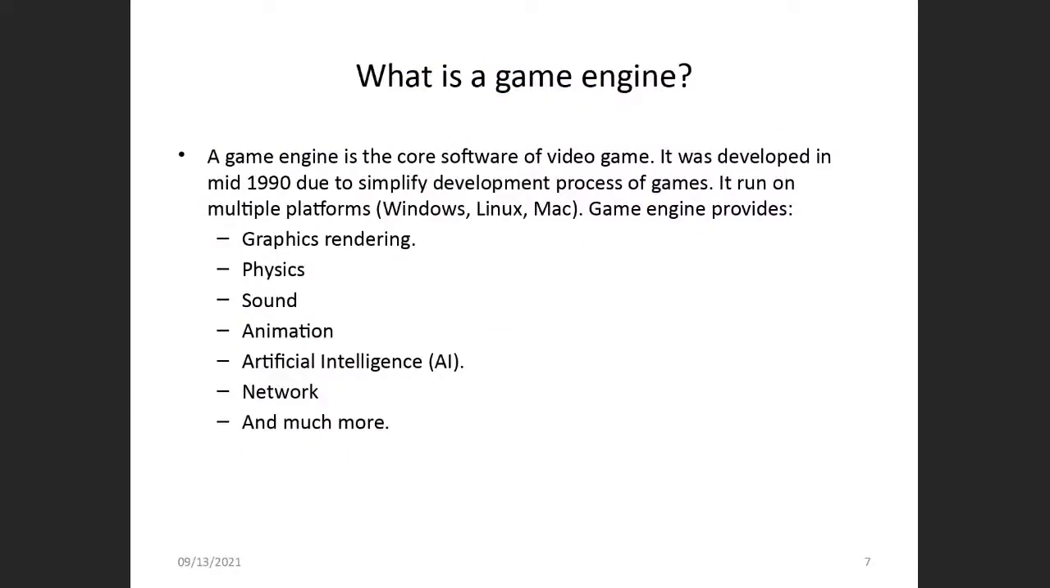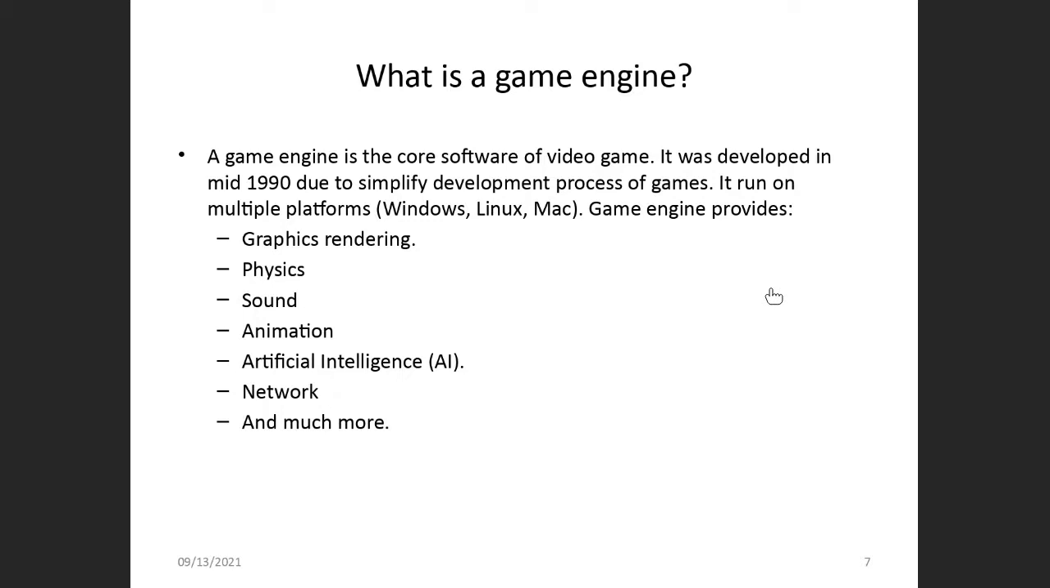And you know almost all of those components. So we define a game engine as the core software of video games. We are talking about modern games. As I told you, many years ago, game engines were not there, so you would write a game from zero. But now you have the concept of game engine, which is the core software of a video game. A video game is created on top of some game engine. It was developed in the mid 1990s to simplify the software development process of game development. It runs on multiple platforms.